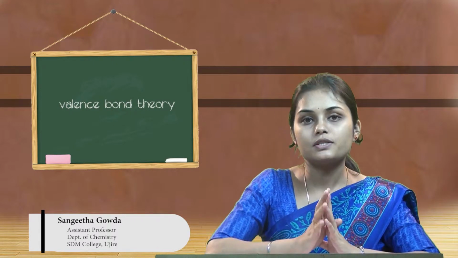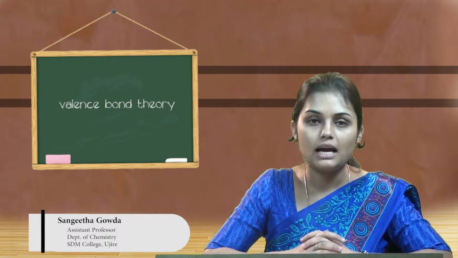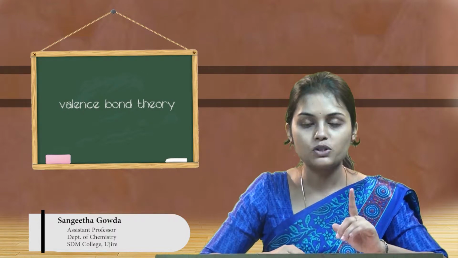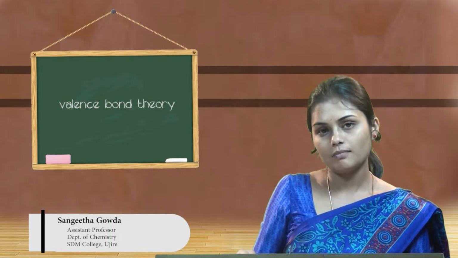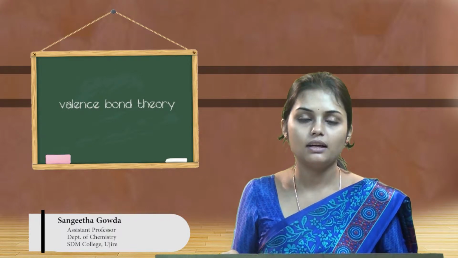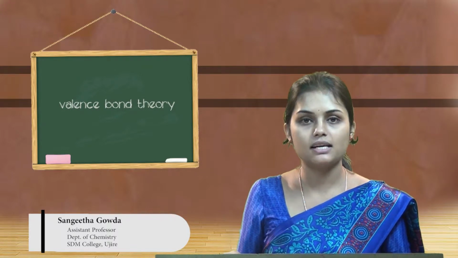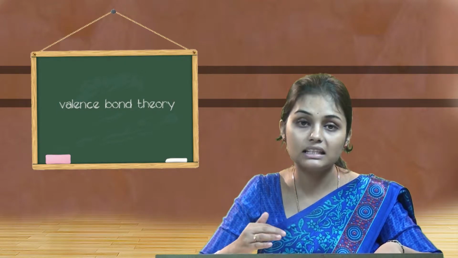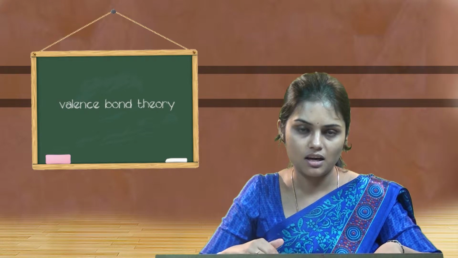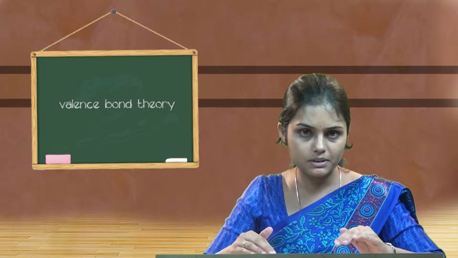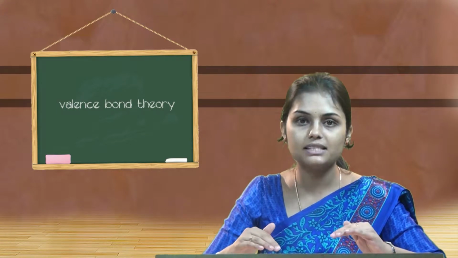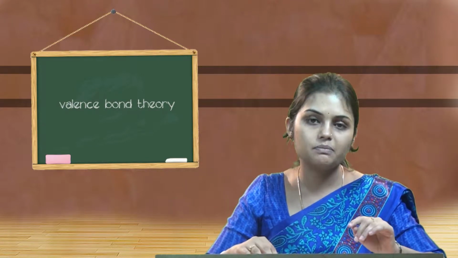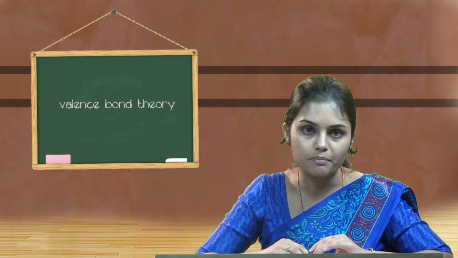Valence bond theory was proposed by Pauling and he has given some postulates as follows. Postulate number 1. Each central metal ion in a complex makes available an adequate number of empty d orbitals for incoming ligands. The number of empty d orbitals made available by the central metal ion for incoming ligands will be equal to its coordination number.